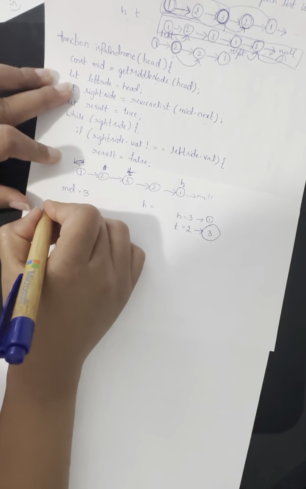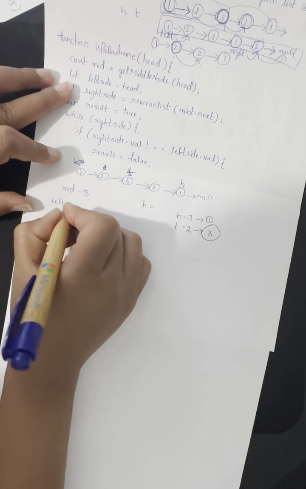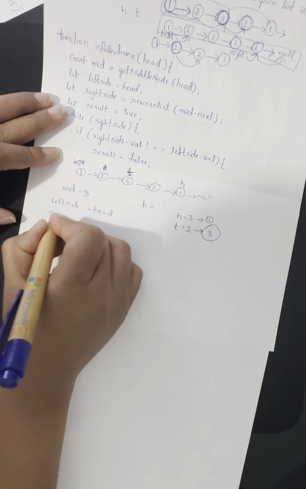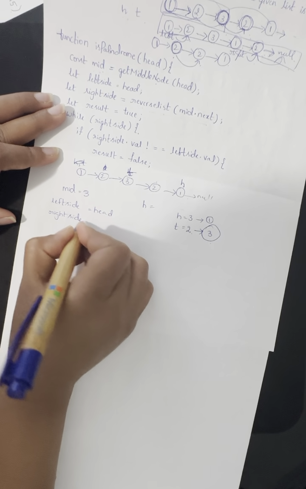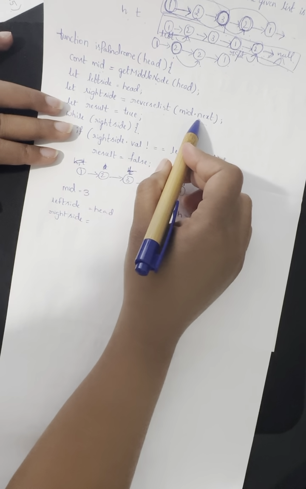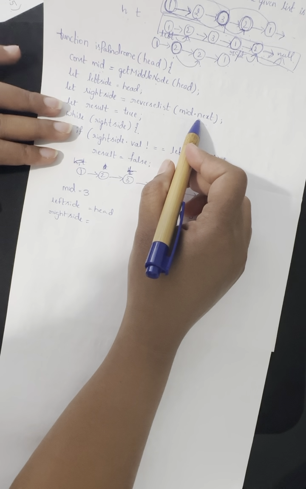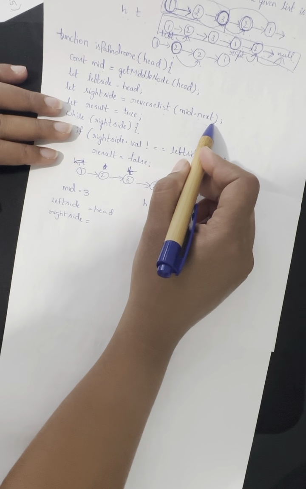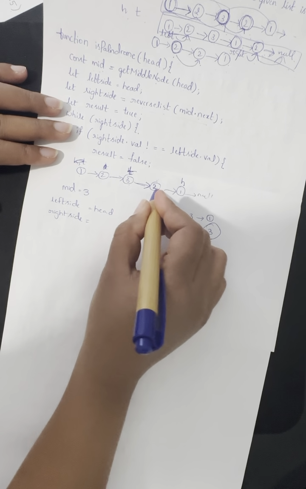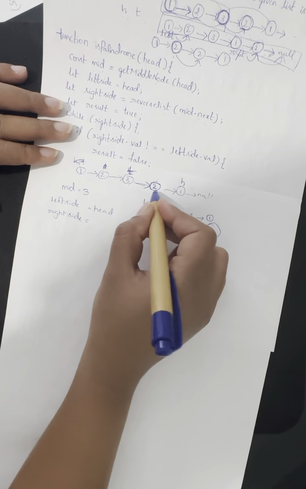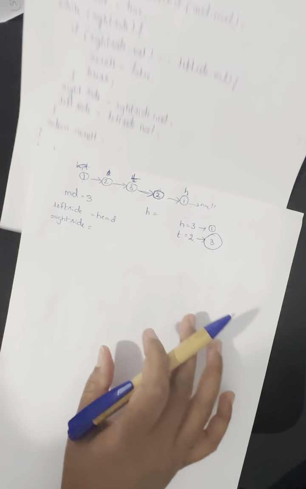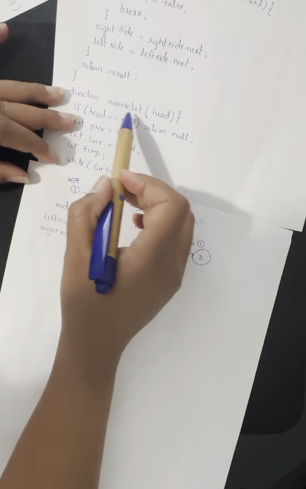Now in the left side we have head, and in the right side we are calling a function called reverse list, and for this we are giving as input mid dot next. So mid is at 3 and 3 dot next is at 2. So 2 is given as input to this reverse list function, and here we have this reverse list function.